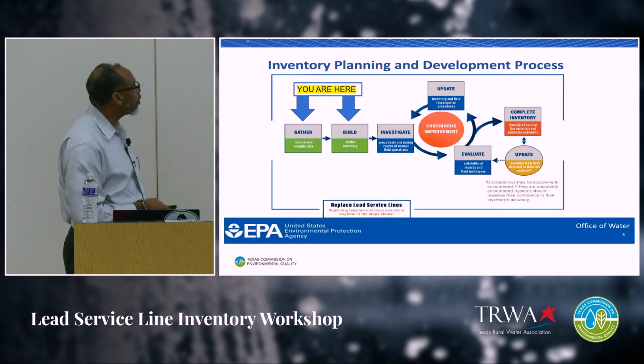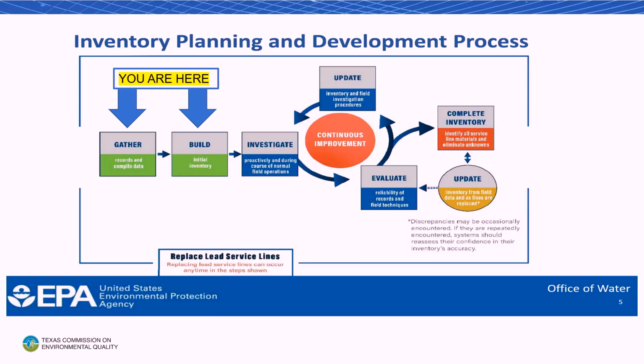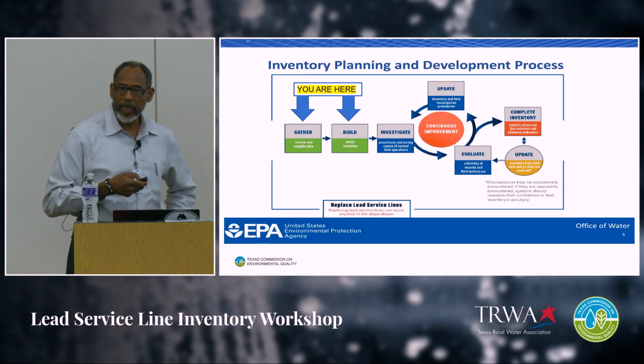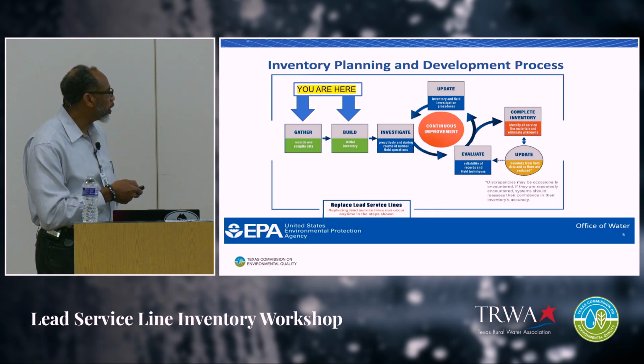This is the inventory and planning development process. So this is where we are now. Let's see if I can get this pointer. There we go. We're right here now. So you're gathering data and building your inventory. Then, based on the records research that Elston talked about, you can do some additional investigation. Based on the investigation, you're going to update your inventory and continuously improve as you go out and find more information, whether through main breaks or meter reading. You can constantly update your inventory.